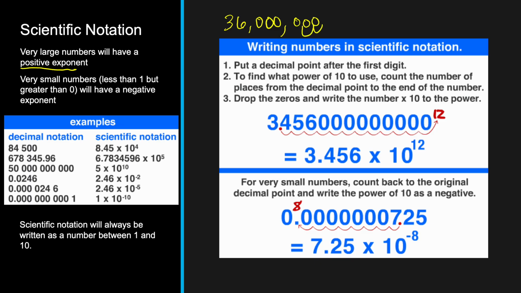So you're just going to move the decimal 7 times to get to a number between 1 and 10. So it's going to be 3.6. Since we moved it 7 times, it would be times 10 to the 7th. So that is scientific notation. Big number, positive; small number, negative. And by small number, I just mean less than 1.